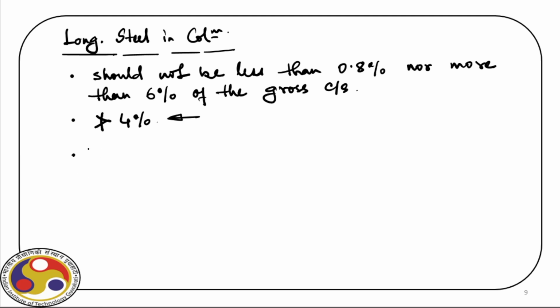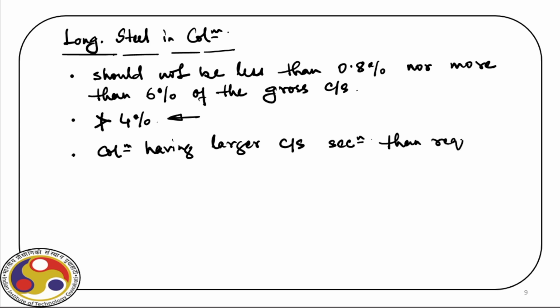Now, for a column having a larger cross section than required, the percentage of steel, Pt, must be based on Ac.